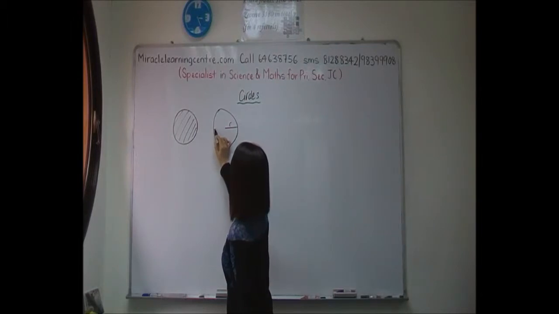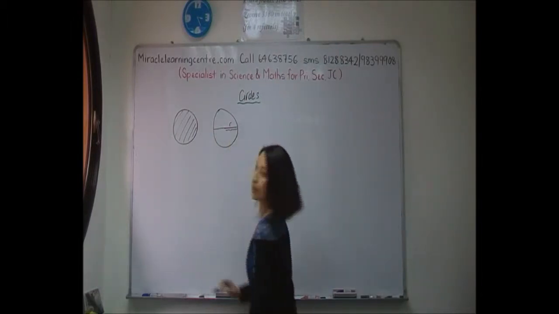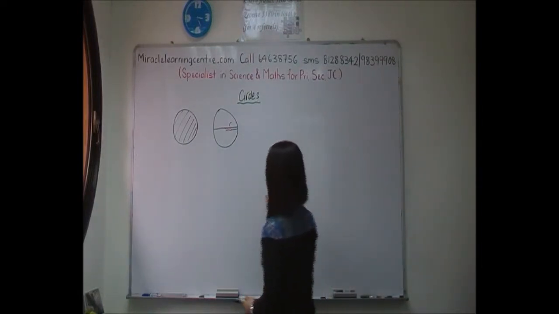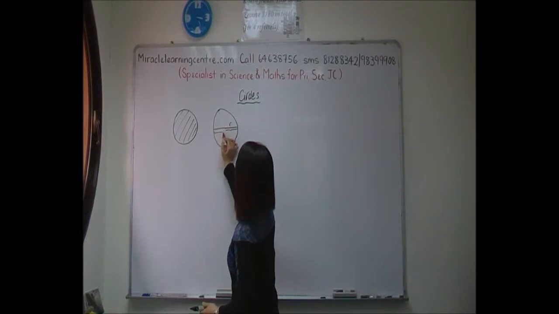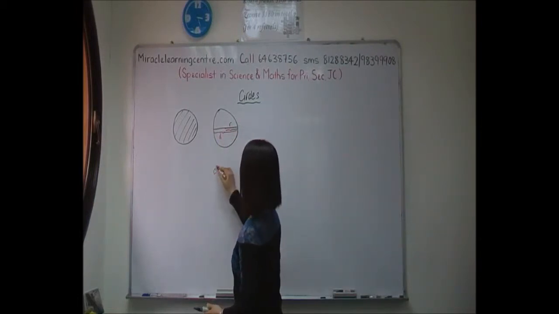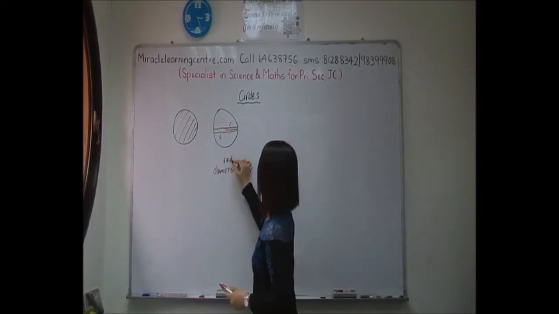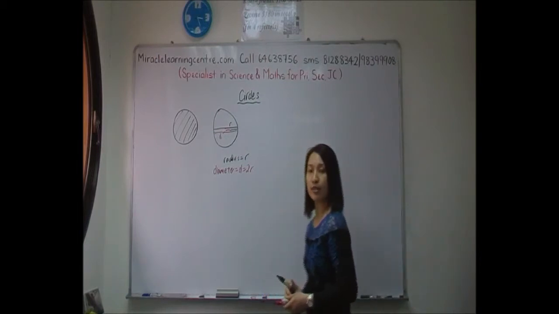And 2 times of the radius is called the diameter. D is 2 times of the radius. The radius is from the center of the circle to the circumference of the circle.